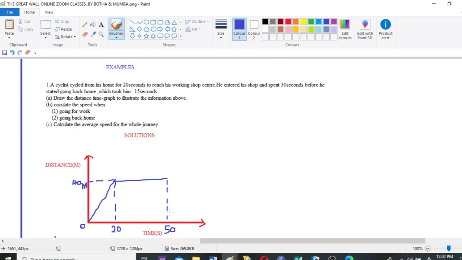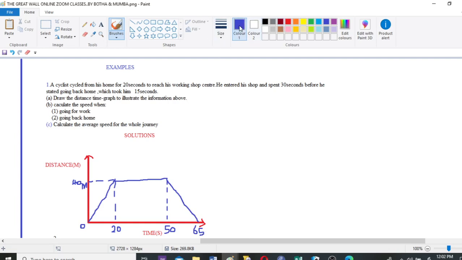Okay, now what happens after 30 seconds? This person comes back home in 15 seconds. Now are we going to write 15 seconds here? No, we are going to add 15 seconds to 50 seconds, so that we can get 65. So 65 is the total time that has been taken. Okay, hope you've gotten the point here.